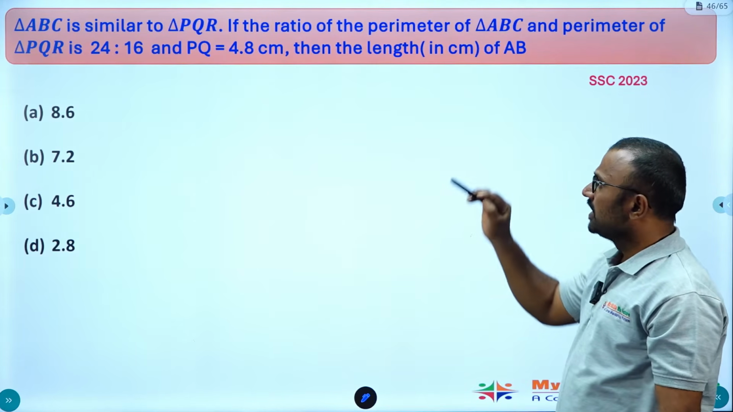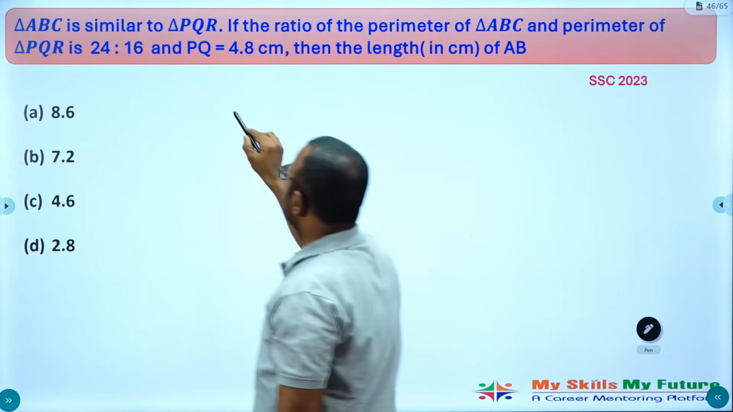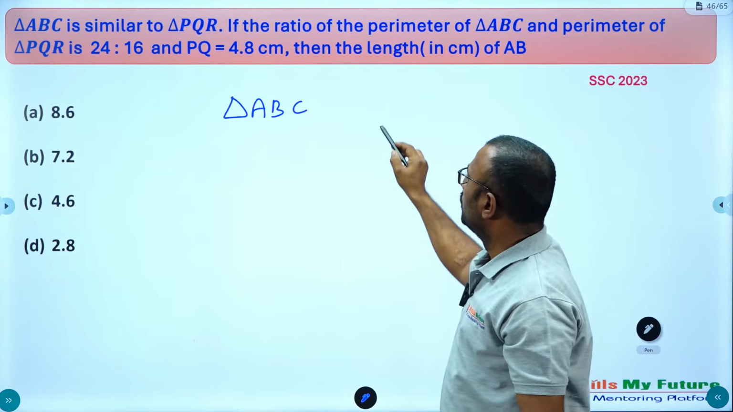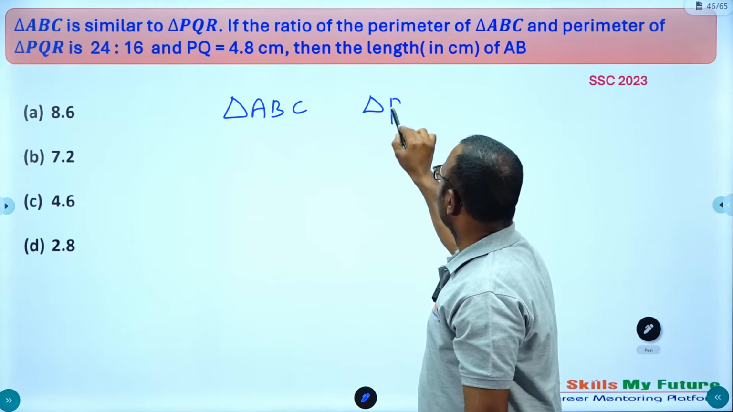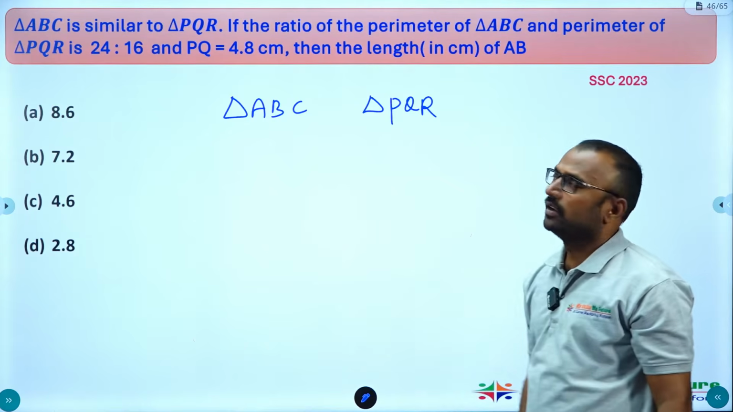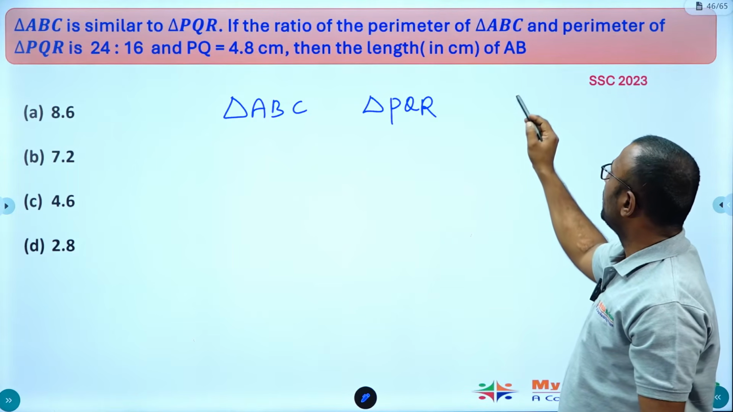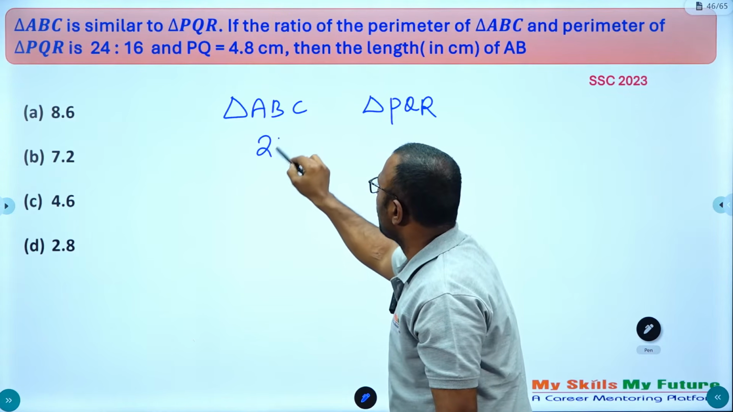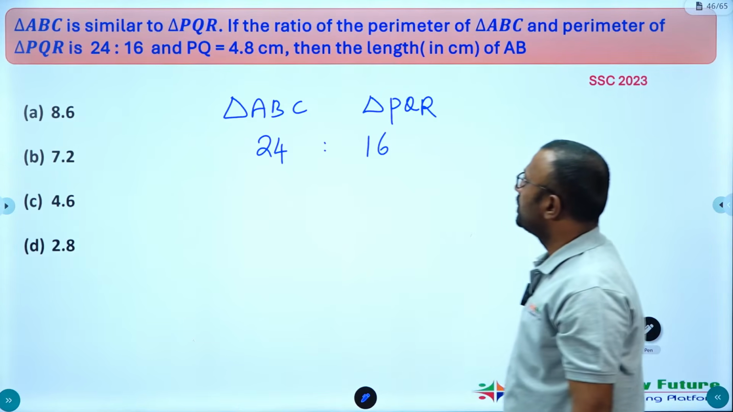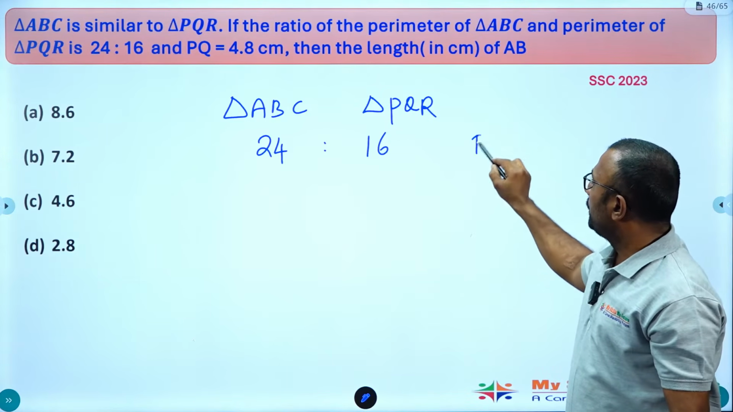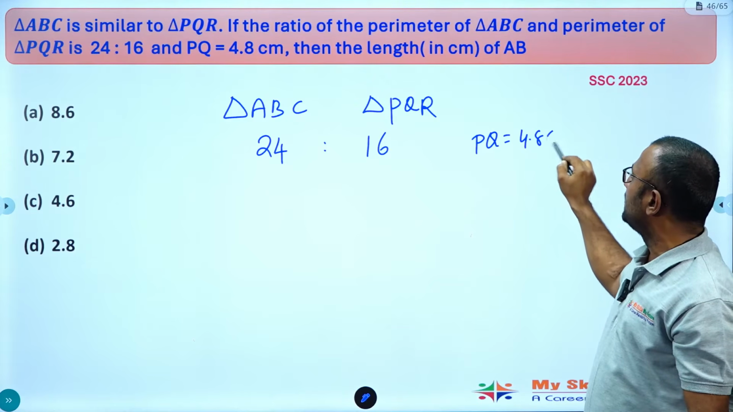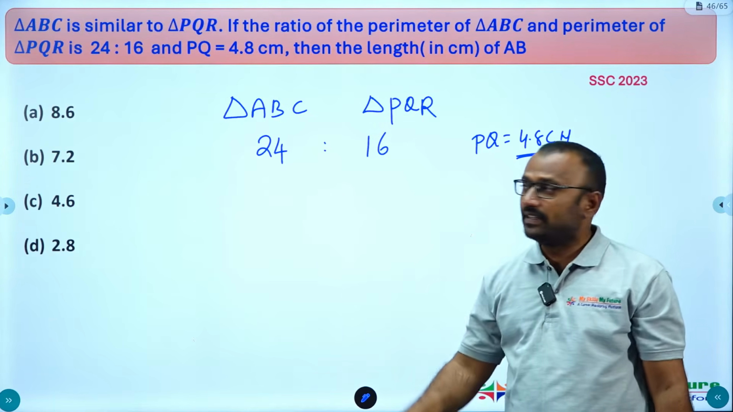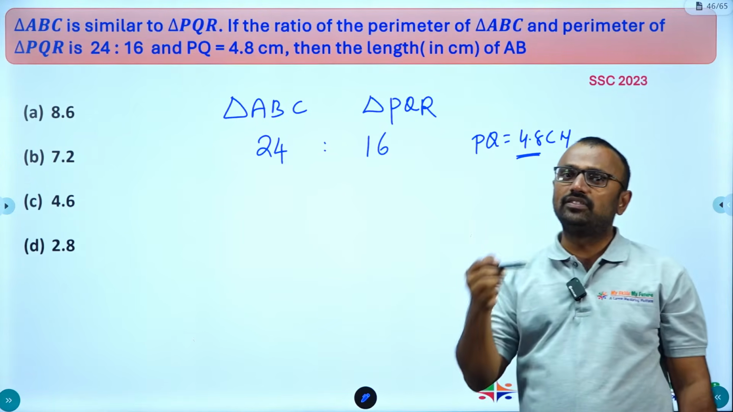Next question. See the question. Triangle ABC is similar to triangle PQR. If the ratio of the perimeter of triangle ABC and the perimeter of triangle PQR is 24:16, and they given PQ is equal to 4.8 centimeters, then what is the length of AB? They given the PQ, we need to find the length of AB.